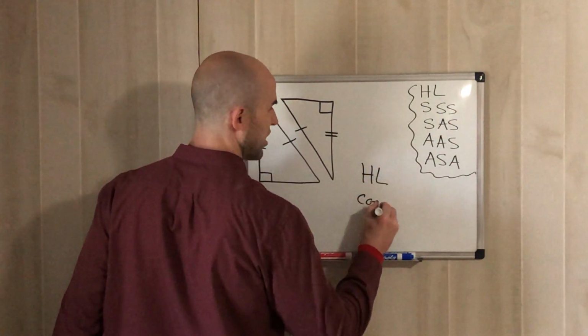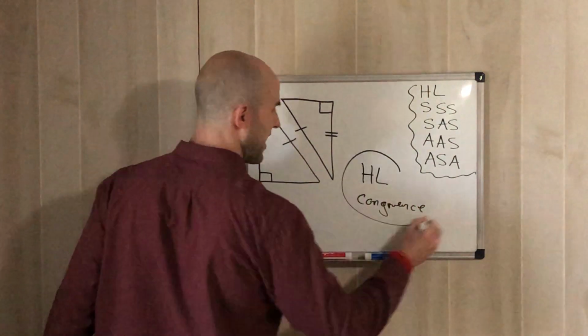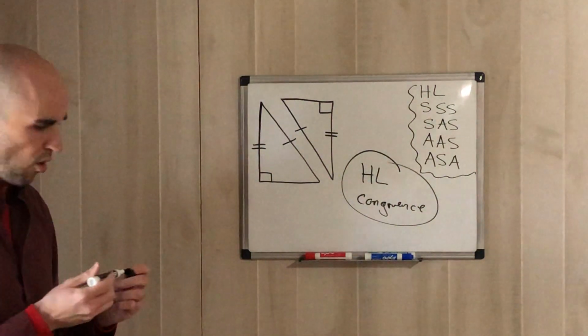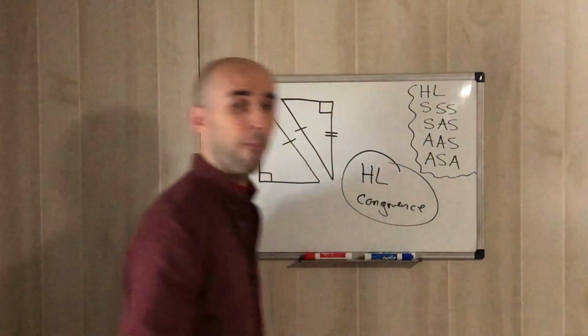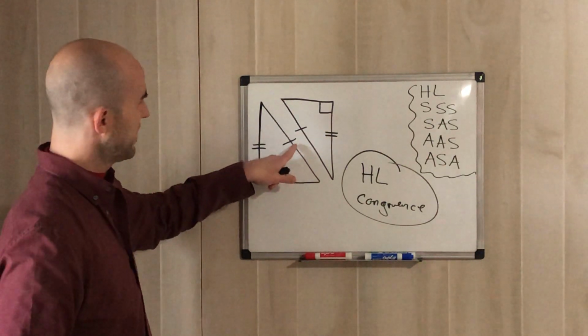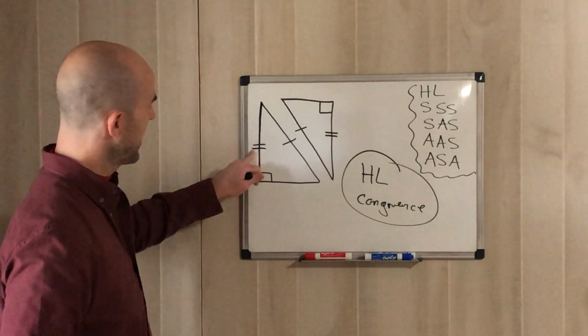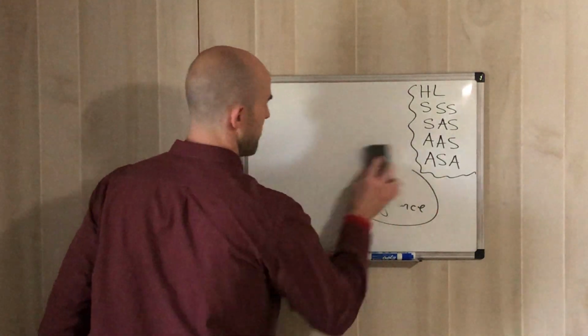All of that automatically tells us it's HL congruence. And again, always remember, whenever you see a right angle, the first thing that should always go off in your mind is, could it be HL? Not that it's definitely HL, but could it be? And for it to be HL, you need a right angle, you need the hypotenuse, the longest side, and you need any other side. Okay, let's keep it going.